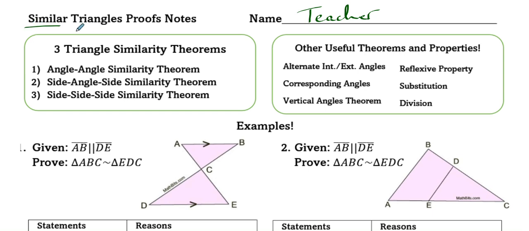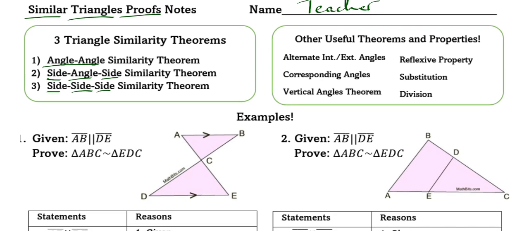Alright, here we're going to talk about some similar triangle proofs. So we have these theorems: angle, side, and side similarity theorem. All of those would prove similarity. Really, that's the end point. That's where we're trying to eventually get to.